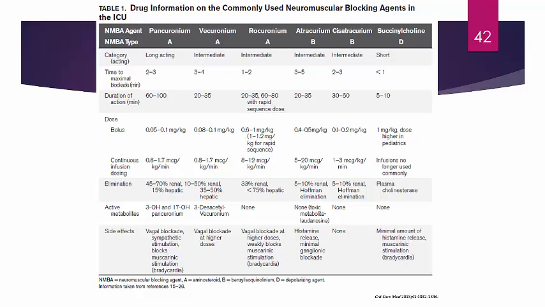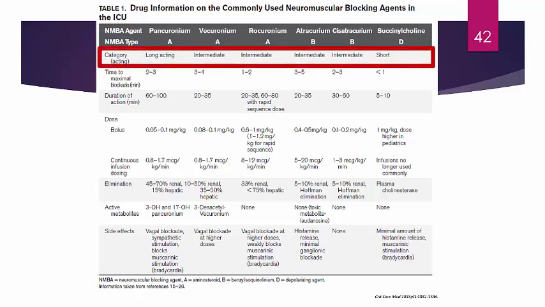And the main things that I want you to realize from these agents, though we did not go through each of the individual agents, what you see in red is what I want you to essentially know. So I would expect that you would know that pancuronium is a longer acting paralytic compared to succinylcholine, which is short. And then the rest of these in the middle are essentially intermediate acting.